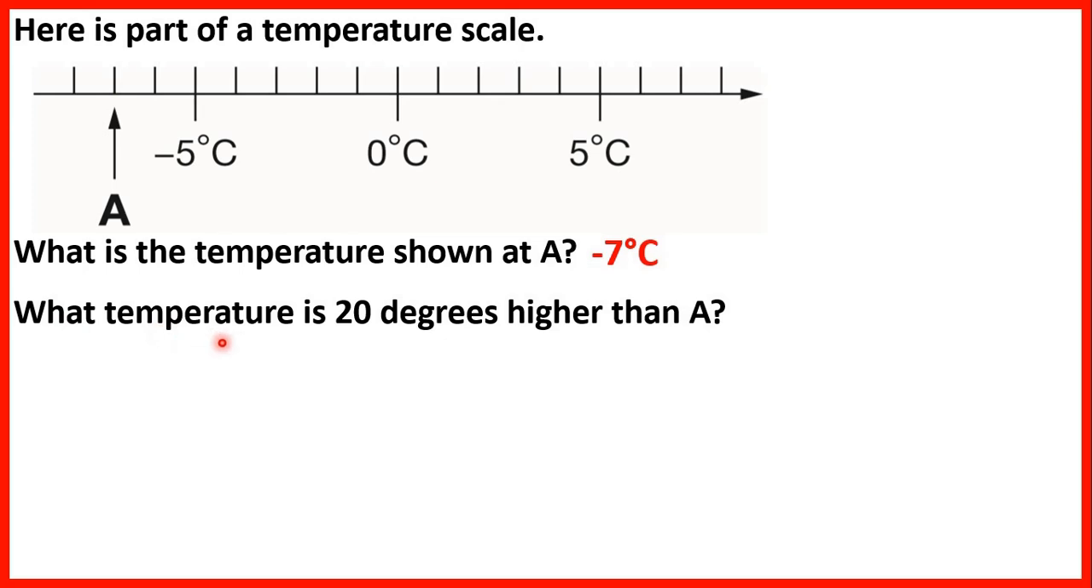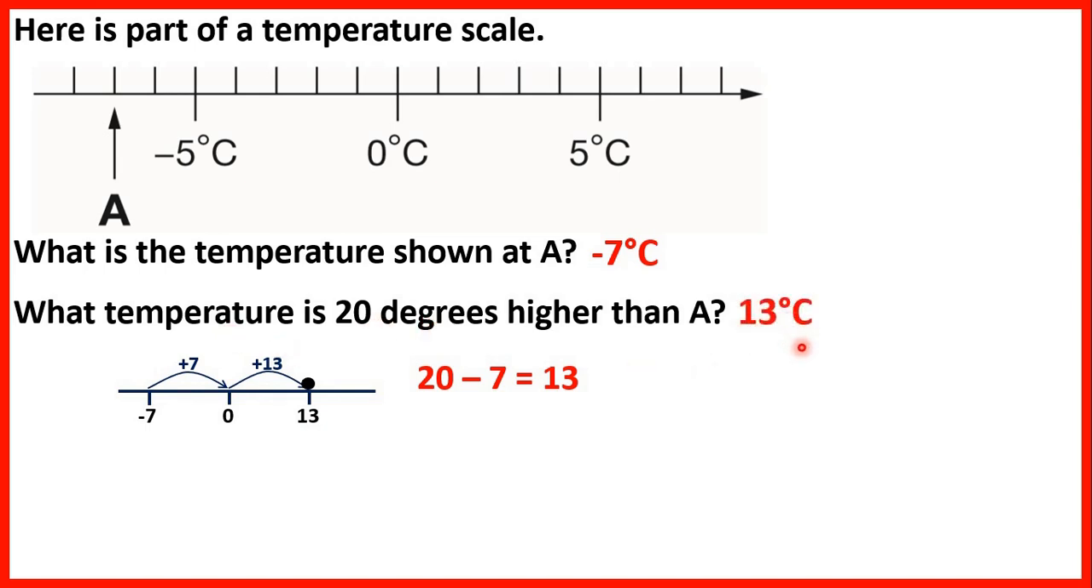Now, what temperature is 20 degrees higher than A? So A is at -7. To get to 0, we need to add 7, but that's adding 7, and we need 20 degrees higher. We need to add 20. Now 20 minus 7 is 13, so if we've added 7 and want to add 20, we need to add another 13 so that we've added 20 altogether. So the temperature that's 20 degrees higher is 13 degrees.